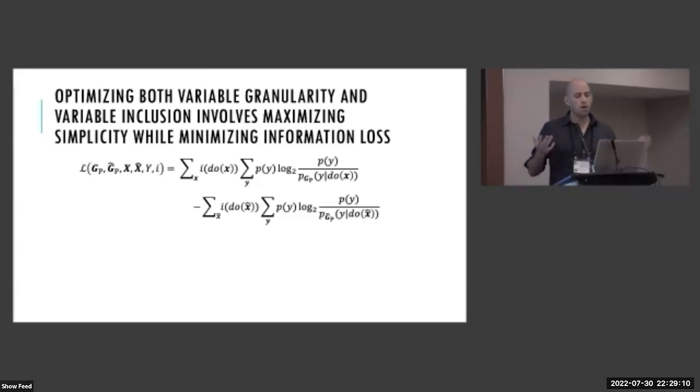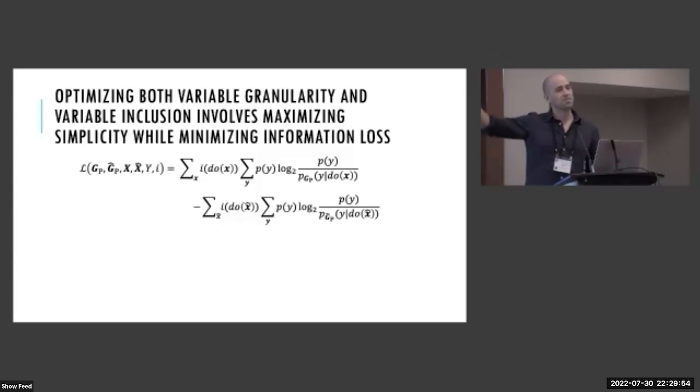So what we argue in this paper is that optimizing both variable granularity and variable inclusion involves doing the very same thing. So telling you how many variables to include or how coarse or fine-grained those variables should be comes down to maximizing the simplicity of your model while minimizing information loss, and we provide this measure of information loss. I won't go through all the math here. I'll just focus on the left-hand side of the equation, which shows that our measure of information loss compares two graphs. So these are your G's here, G and G hat. Those are two different BayesNet representations of the system. The next two arguments, X and X hat, are variables that are changing between the two BayesNets.